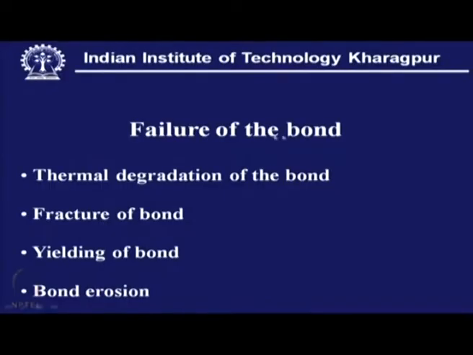So, if we consider failure of the bond, then we can see at least thermal degradation of the bond. It is particularly applicable for resin bond. If the temperature of grinding is too high, then this heat load, heat flux will be transferred by the grit material to the resin bond, and this resin bond may simply burn. Fracture of the bond, if the bond is too brittle, it can also collapse under the action of high magnitude cutting force. Yielding of the bond, if its rigidity is not too high, it can also undergo some plastic deformation. Then comes the bond erosion.